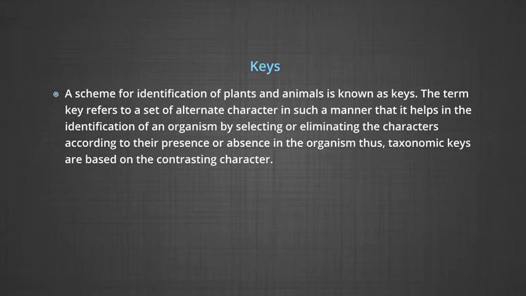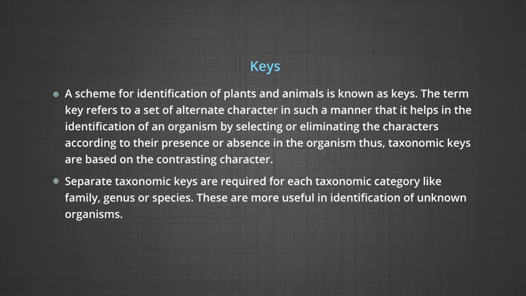The term key refers to a set of alternate characters arranged in such a manner that it helps in identification of an organism by selection or elimination. The characters are taken according to their presence or absence in the organism. Thus, taxonomic keys are based on contrasting characters. Separate taxonomic keys are required for each taxonomic category, like family, genus, or species. These are more useful in identification of unknown organisms.